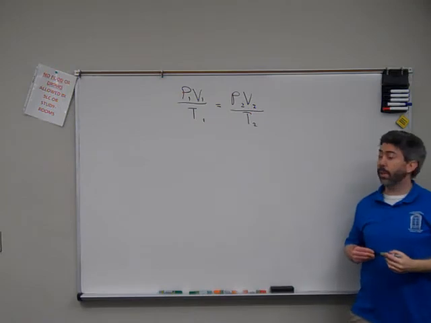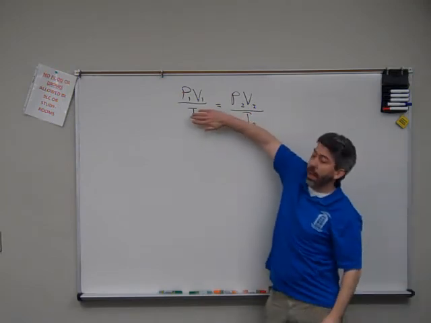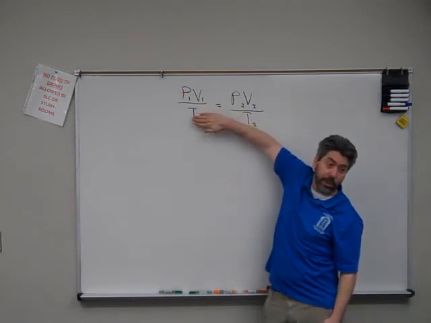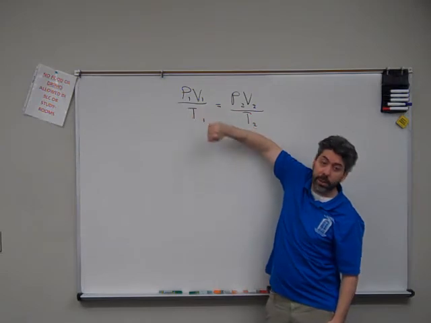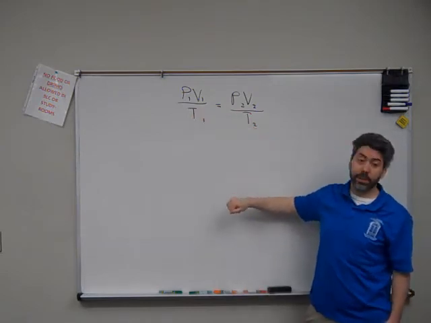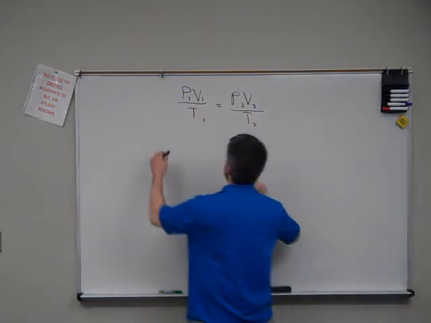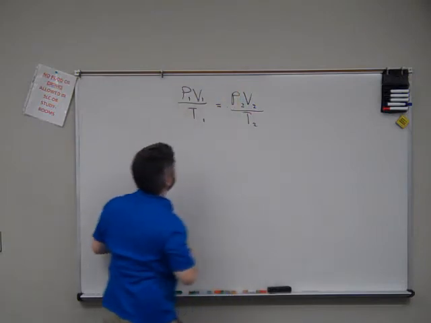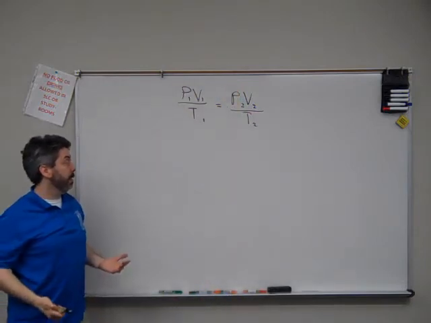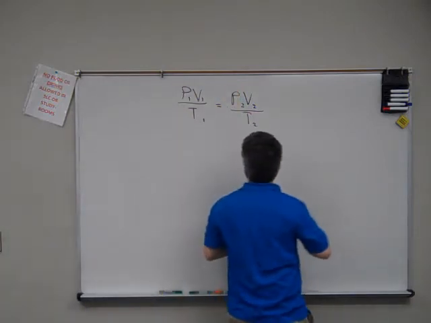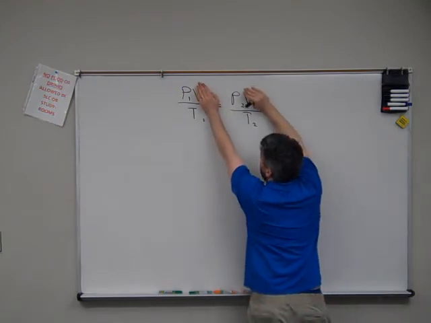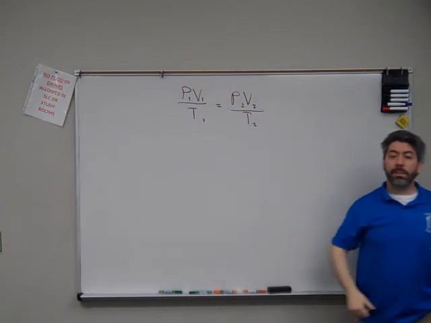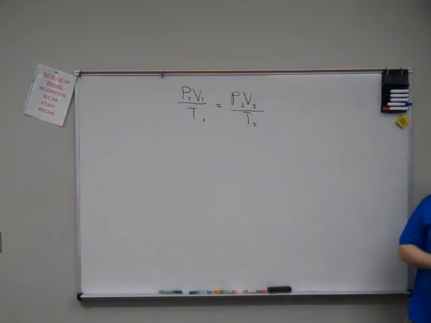If the temperature is constant, then you don't have to worry about temperature, and it's just P1 V1 is equal to P2 V2. If the pressure is constant, then you don't have to worry about pressure. It's just V1 over T1 is equal to V2 over T2. If the volume is constant, then you don't have to worry about volume, and it's Gay-Lussac's law. It's P1 over T1 is equal to P2 over T2. So the combined gas law has all of these together.